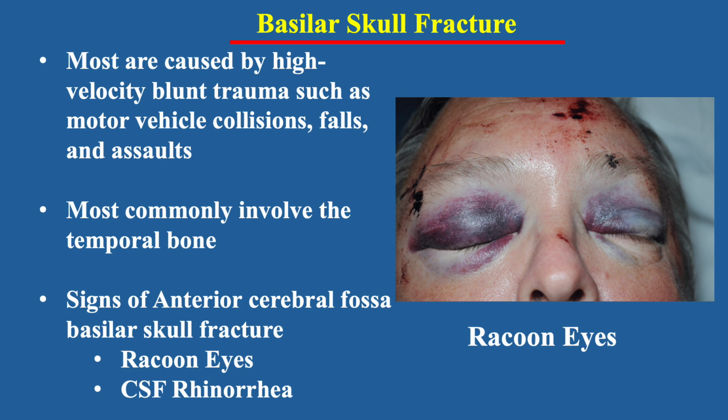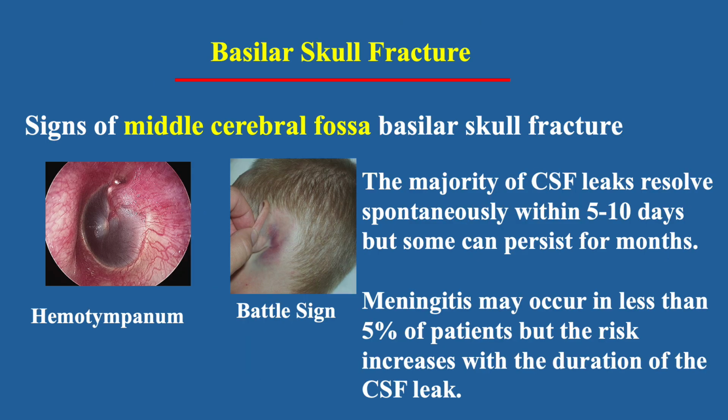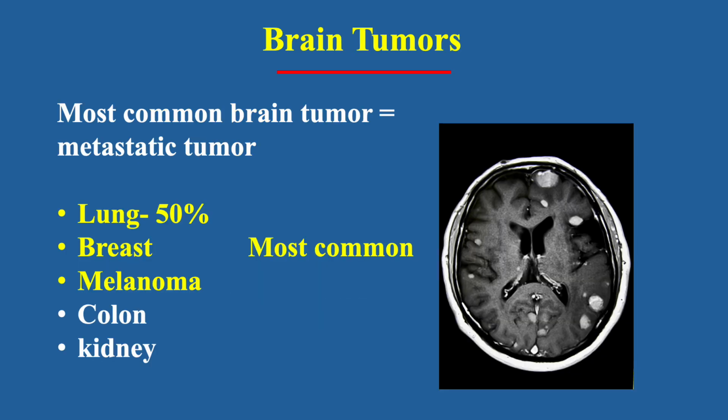Several clinical signs are highly predictive of basilar skull fracture, including periorbital ecchymosis or raccoon eyes and cerebrospinal fluid rhinorrhea in anterior cerebral fossa basilar skull fracture. Retroauricular ecchymosis or battle sign and hemotympanum are seen in middle cerebral fossa basilar skull fracture. The majority of CSF leaks resolve spontaneously within about 5 to 10 days, but some can persist for months. Meningitis may occur, but in less than 5% of patients.